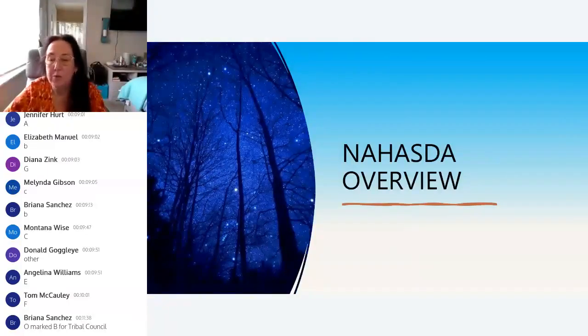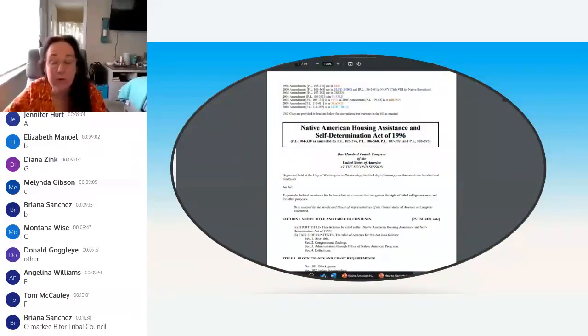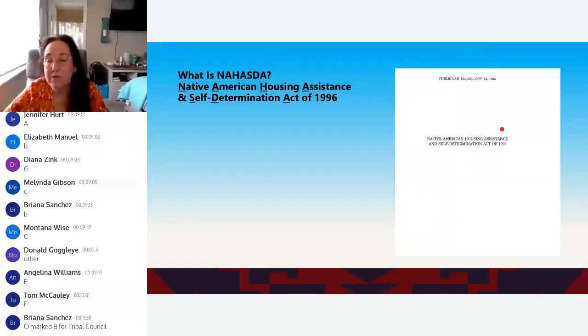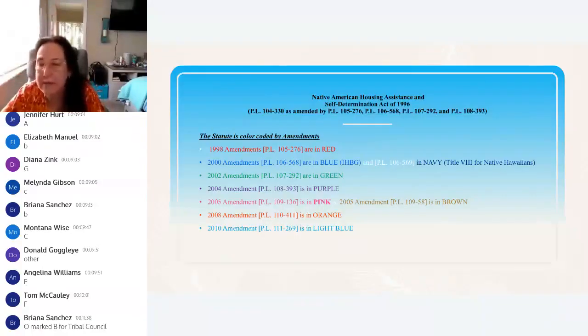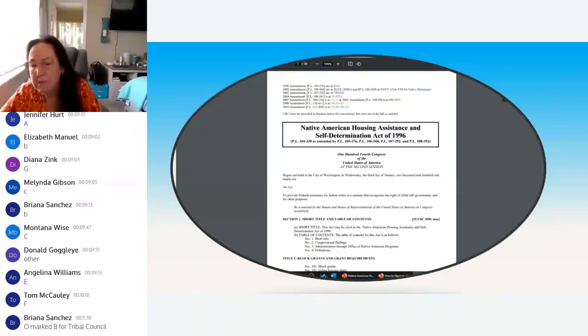So we're going to start off with the NAHASDA overview. This is what NAHASDA as an act looks like when it got packaged for Congress. It is color coded by amendment. So when you print that in color, it's going to have different colors on there whenever they changed it.